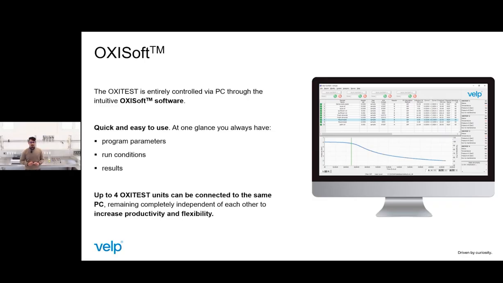In addition, when the productivity of the laboratories needs to increase, we can connect up to 4 units of Oxytest to the same PC for a maximum flexibility while keeping each analysis completely independent.